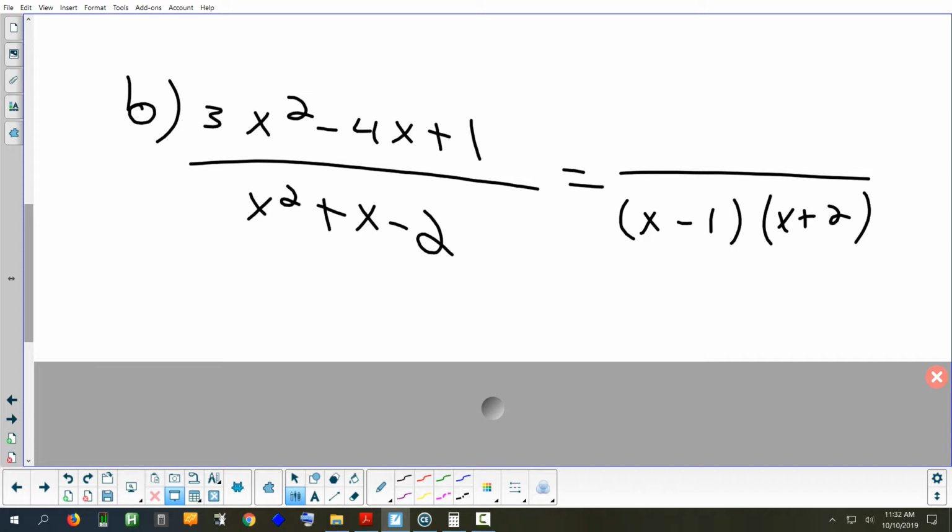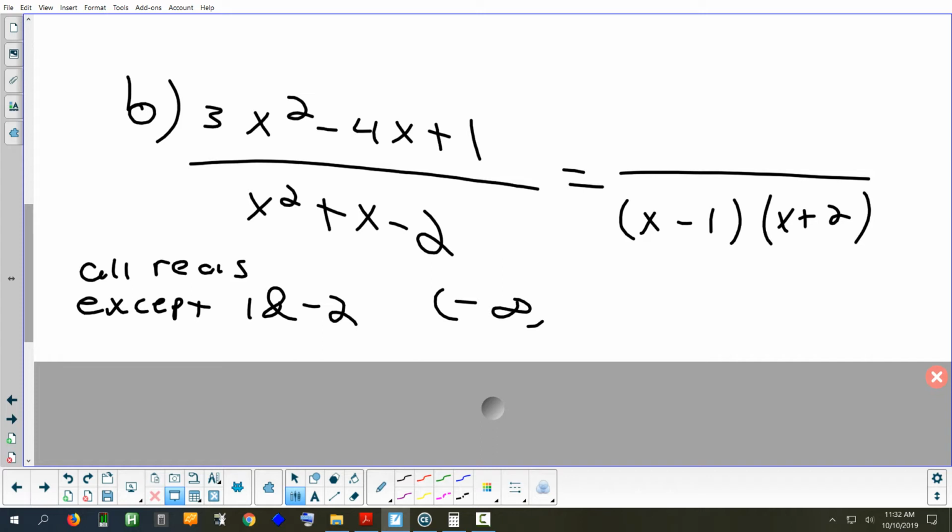Anything that doesn't equal 1 or negative 2. So all reals except what? 1 and negative 2. So you can write it that way. Or you can say any number from negative infinity up to, not including negative 2. Or you can pick anything from negative 2 to 1, not including negative 2 or 1. Or 1 to infinity. Those are exactly the same thing.